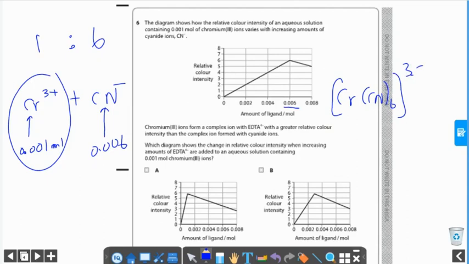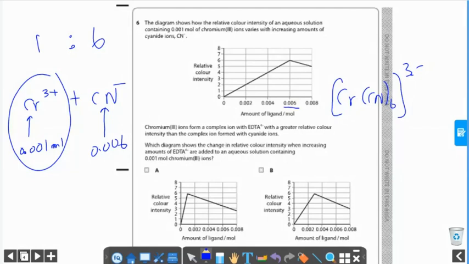6 dative bonds can be formed. But we know, as for EDTA, only 1 EDTA can be formed with chromium, because EDTA cannot be greater. I mean, 6 dative bonds. And it says chromium-3 ions form a complex ion with EDTA with a greater relative color intensity than the complex with cyanide ions.